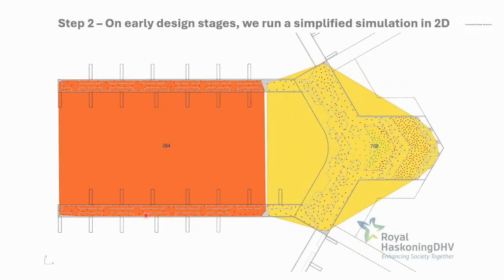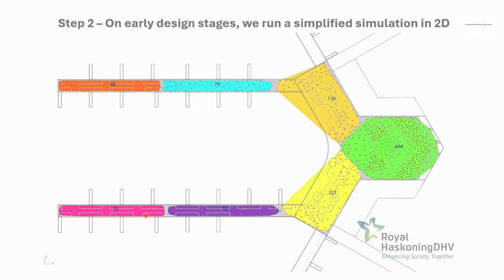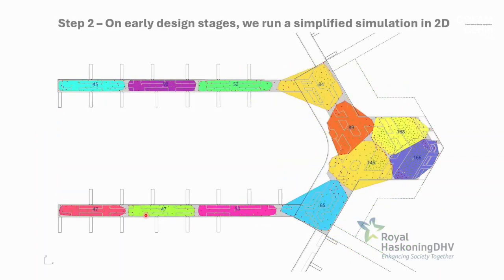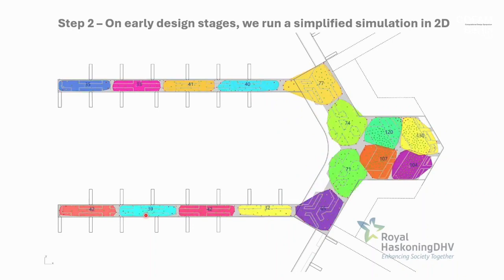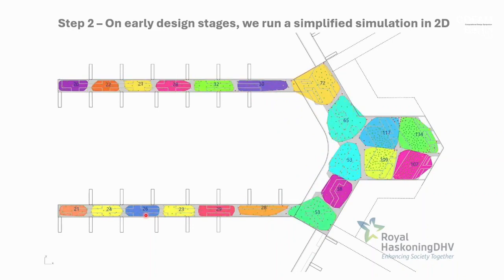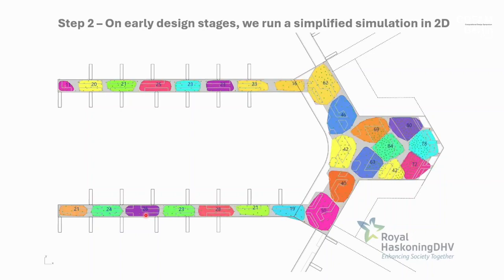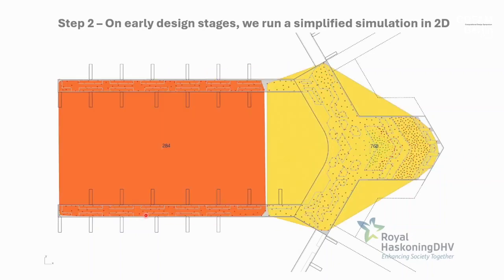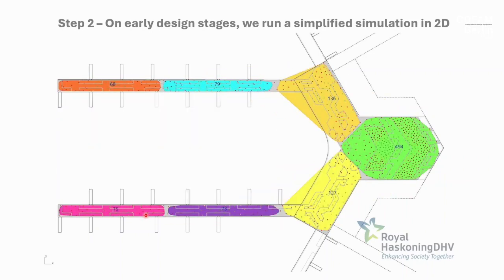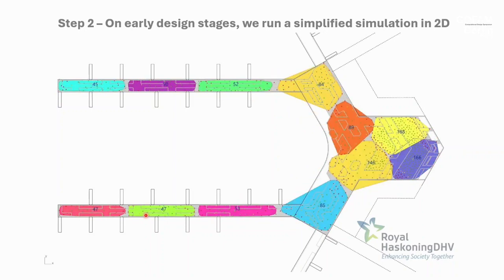Next step is, on an early design stage, we run a simplified simulation in 2D. And this is just to understand more or less in a very early design stage how many technical rooms we may need, right? And this is just k-means clustering, it's just reorganizing the data and trying to find the clusters.